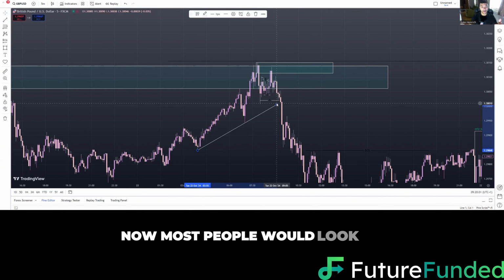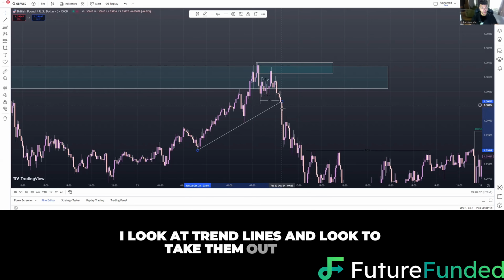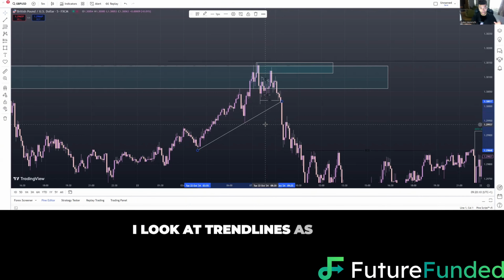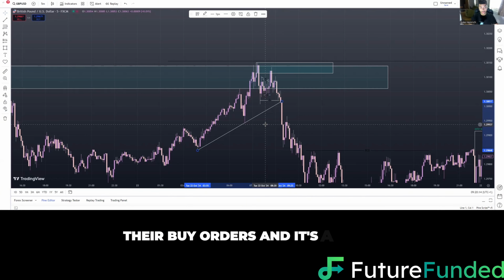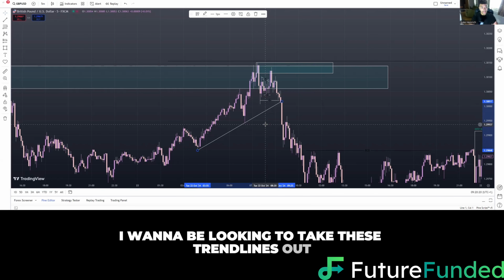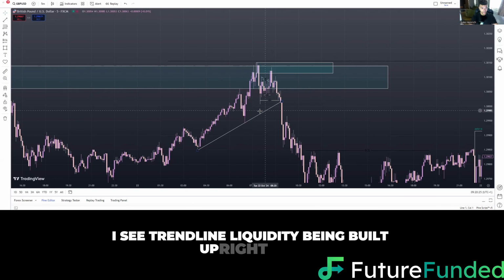The first thing I can see is this trend line right here. Now, most people would look at trend lines and actually take trades off of them. My strategy is completely different. I look at trend lines and look to take them out. I look at trend lines as where retail traders are putting their entries, their buy orders, and it's a good place to get manipulated. So that's what I want to be looking for: I want to take these trend lines out. I see trend line liquidity being built up right here.